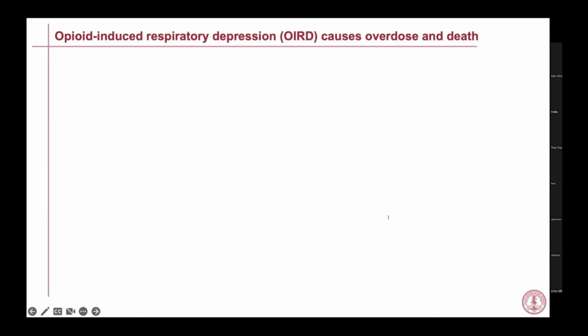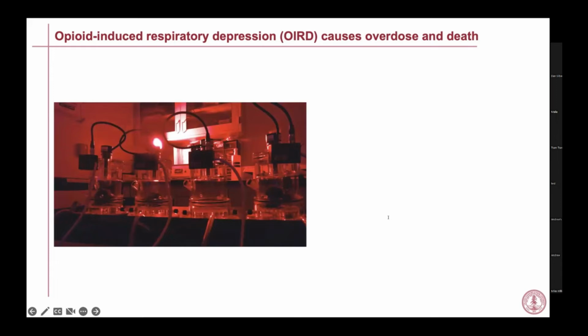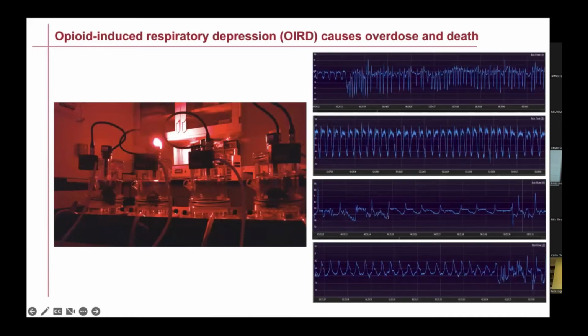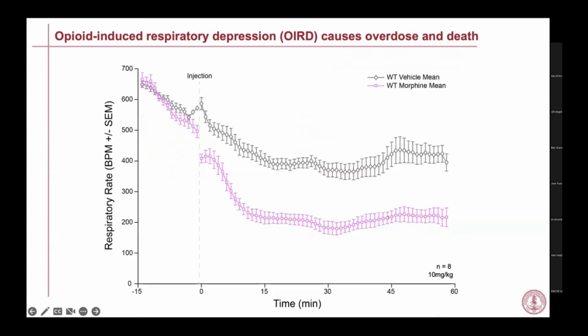And death from opioid overdose results primarily from depressed respiration and subsequent hemodynamic instability, which is termed opioid-induced respiratory depression, or OIRD. And I've been studying this using whole body plethysmography to measure respiratory parameters in freely moving mice. And this measures airflow in a closed container from which I'm able to extract details about a mouse's breathing, like respiratory rate, tidal volume, and minute ventilation.